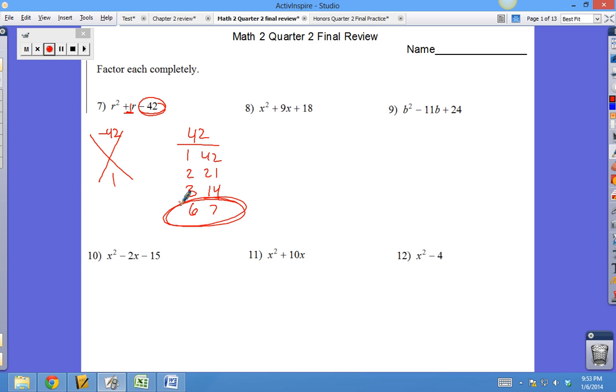is a 6 and a 7, but one of them has to be negative, because I've got to multiply to get a negative 42. The only way you can times to get a negative is if one of them's positive and one of them's negative. So you can have one of each. And the one that has to be negative is the 6, because a negative 6 plus 7 is a positive 1. So if I factor it, it's going to look like this: r minus 6 and r plus 7. The order does not matter.